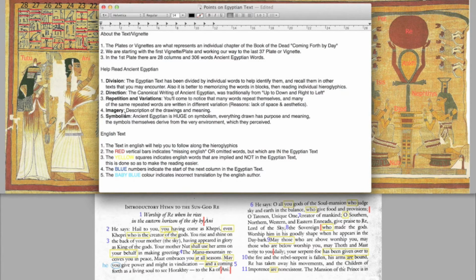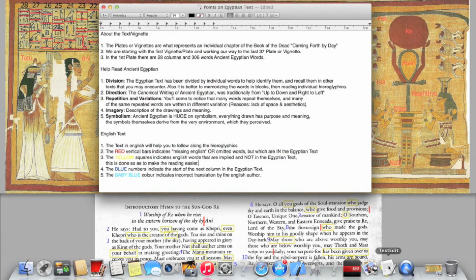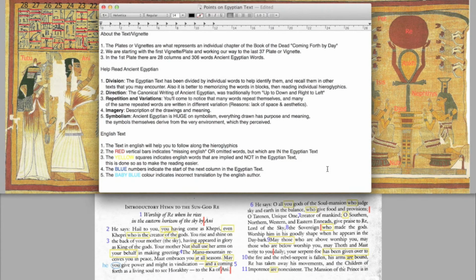Imagery. Description of the drawings and meanings. The vignettes include two types of information, the text itself and the images. I'll be describing the images and their symbolic meaning. Symbolism. Ancient Egyptian is huge on symbolism. Everything drawn has a purpose and meaning. The symbols themselves derive from the very environment which they perceived.